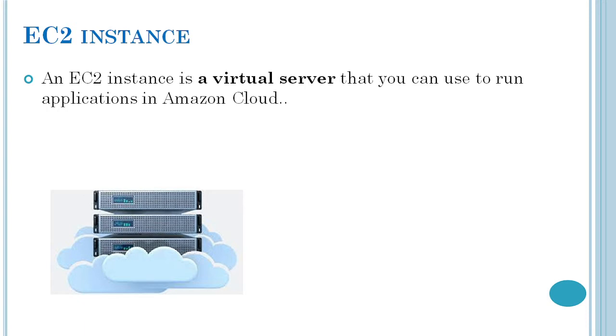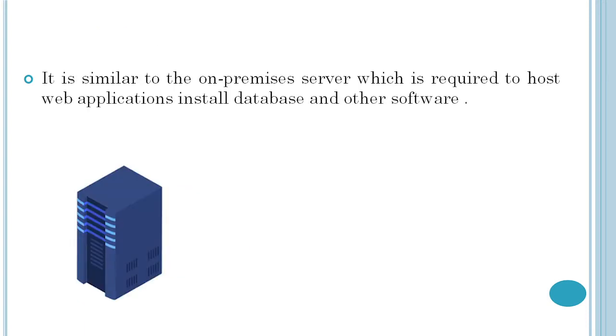It is similar to an on-premises server, which is required to host web applications, install databases, and other software. So while purchasing the server, you have to specify the hardware configuration of the server beforehand, like how much RAM, storage, and compute power will be required. While predicting the required compute power, there can be two scenarios. You may overestimate the requirement and buy stacks of servers which will not be used later on, or you may underestimate the usage, which will lead to the crashing of your application.